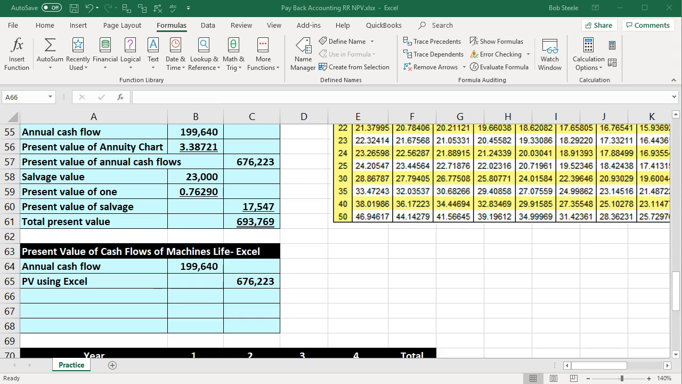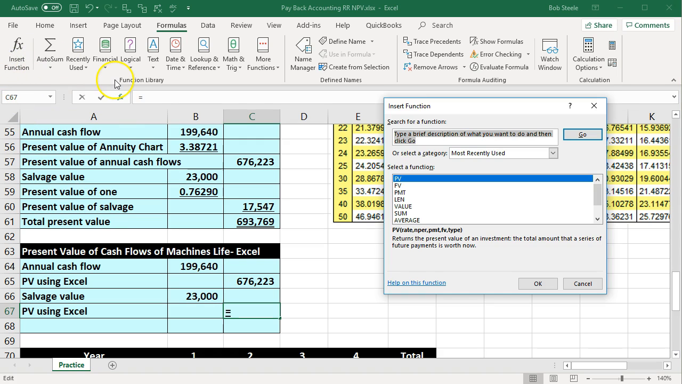So now we're going to do the same for the salvage value as we did up here. So the salvage value is that 23,000, and we want to basically present value it using Excel. And now we're going to use the present value of 1, which you would think would be a separate function, but it's not. But it's going to be a little bit different as we put the information into the function.